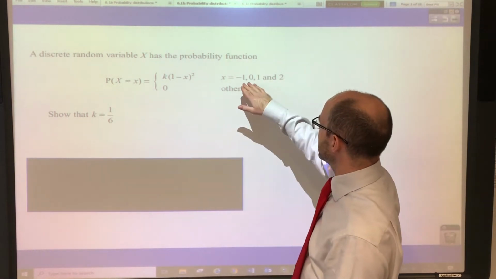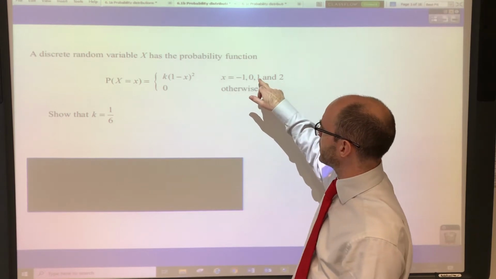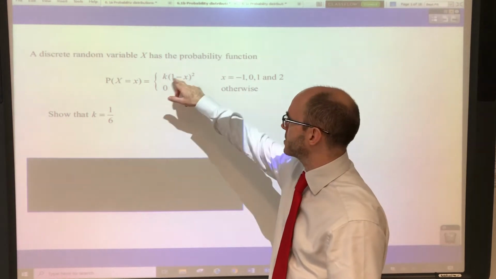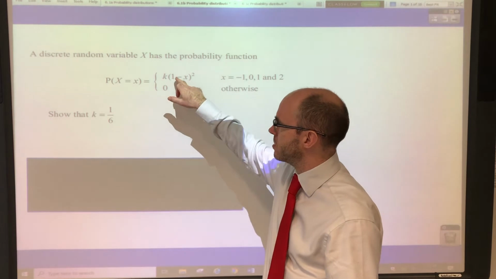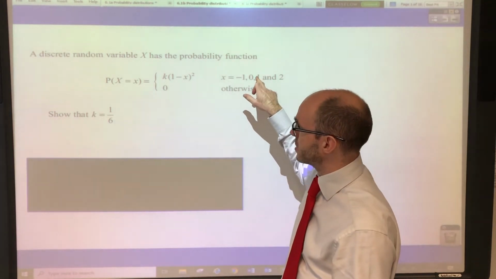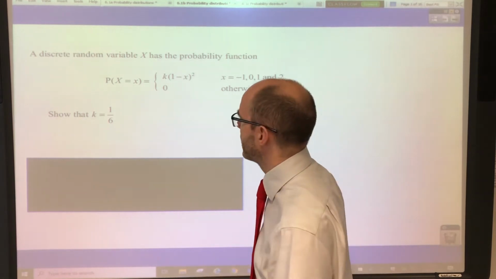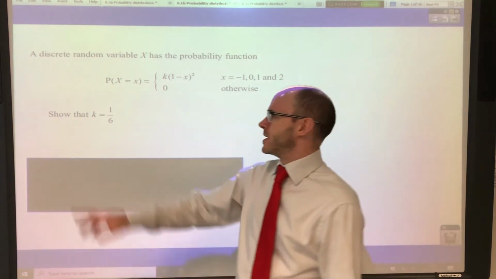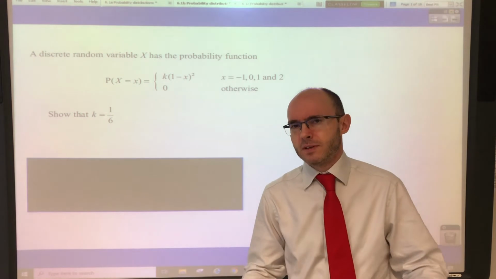Okay. Anyway, so if you put in x equals 1, you get 1 subtract 1, which is 0, and you get 0. That means the probability of x being 1 is going to be 0. What's the question? It says show that k is 1/6. Okay. How do you do that?